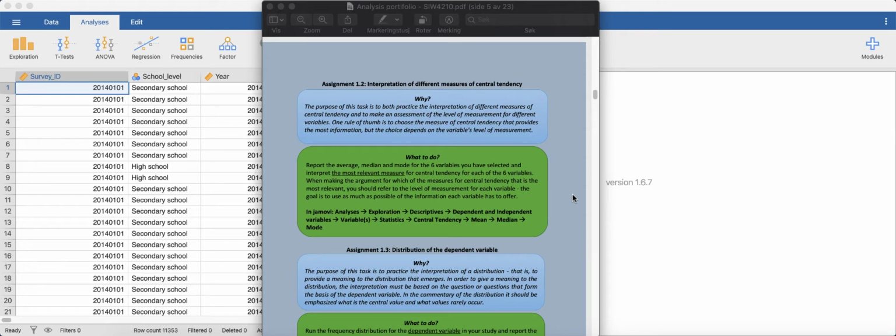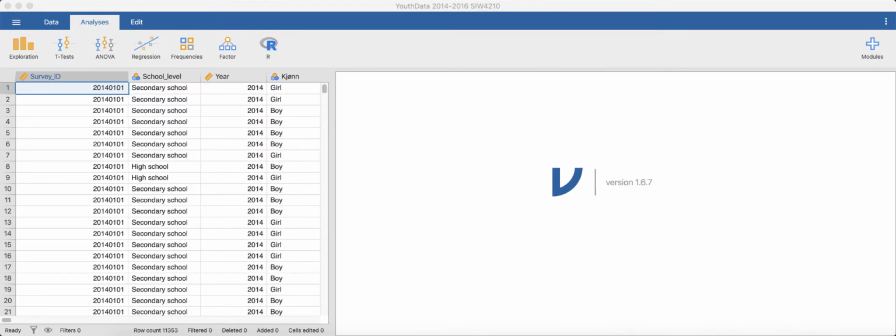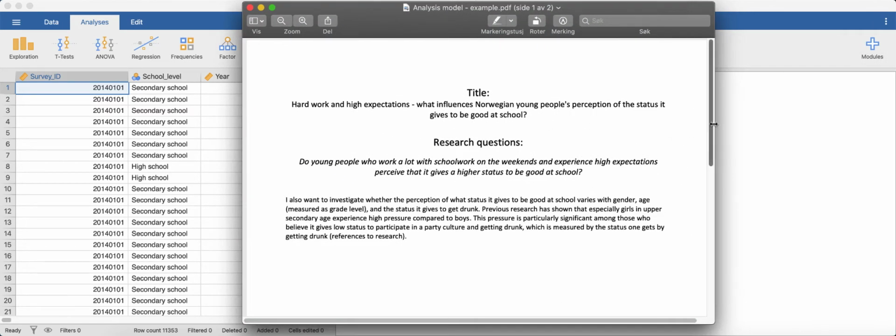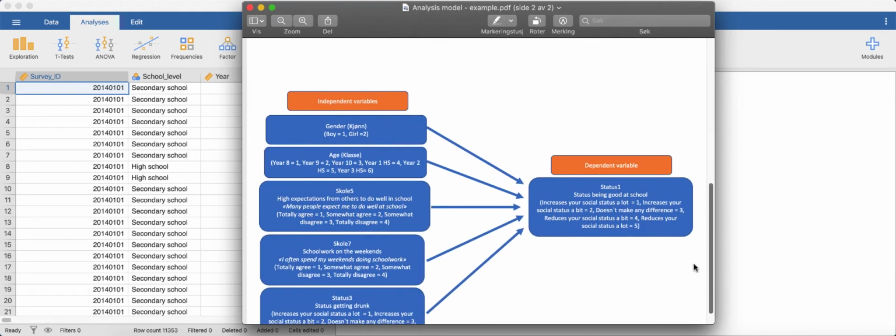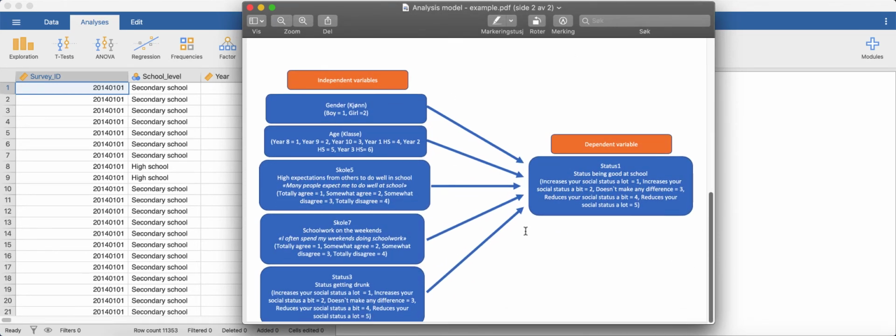In Jamovi, you choose analysis, exploration, descriptives. You put your dependent and independent variables over in variables, and you tick off statistics, and there you choose central tendency: mean, median, mode. So let's do that. I can also say that I have made this analysis model, so to speak. You don't have to make this kind of model, but it makes it a lot easier for me.